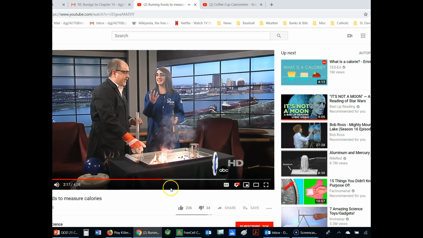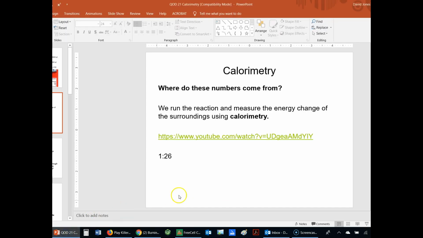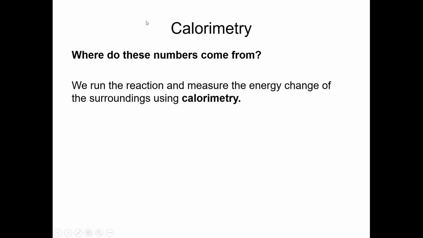Okay, so like I said, that was rather non-scientific, but what they're doing there is essentially showing the difference in energy between a bowl of Cheerios and a bowl of cheese puffs. And what he was pouring on there, by the way, was not fuel for the fire. He was just pouring on liquid oxygen to make sure that the reaction had enough oxygen to go really vigorously. Okay, so where do the numbers come from? We run the reaction and we measure the energy change of the surroundings using calorimetry.